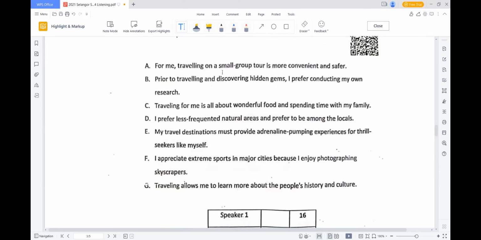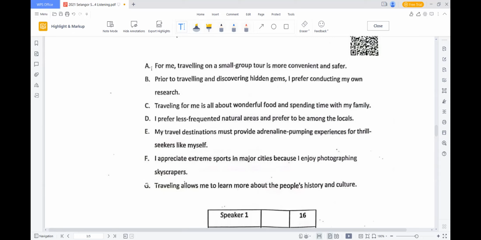For me, traveling on a small group tour is more convenient and safer. Prior to traveling and discovering hidden gems, I prefer conducting my own research. Traveling for me is all about wonderful foods and spending time with my family.